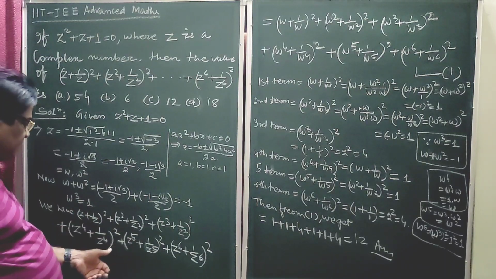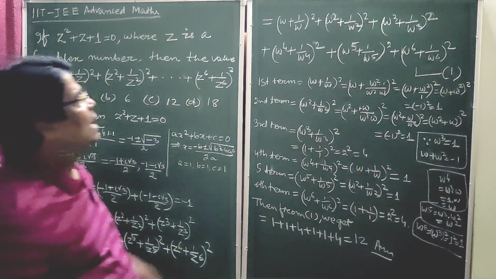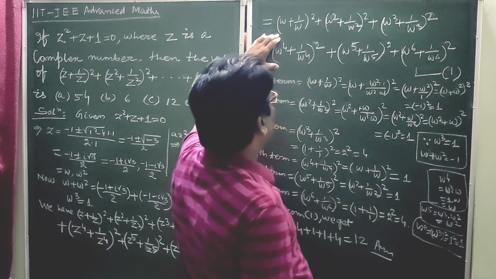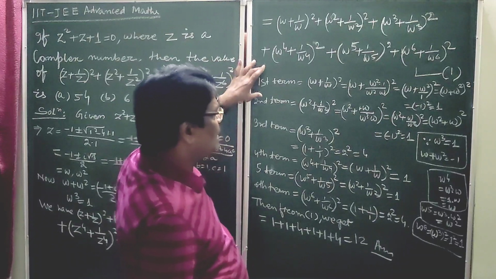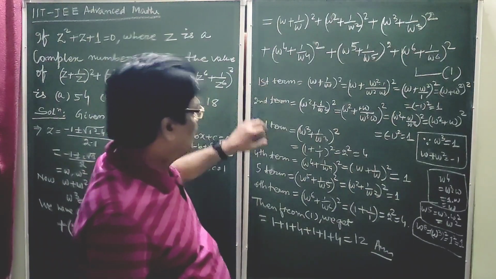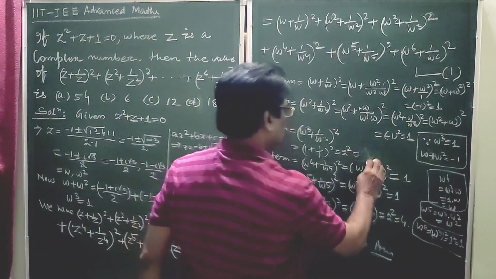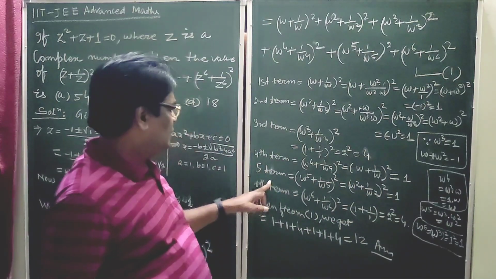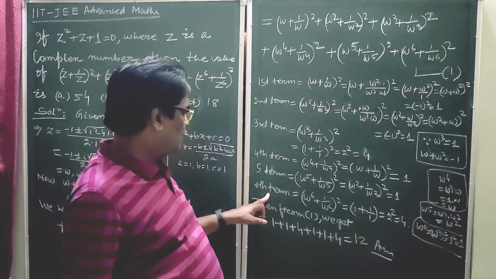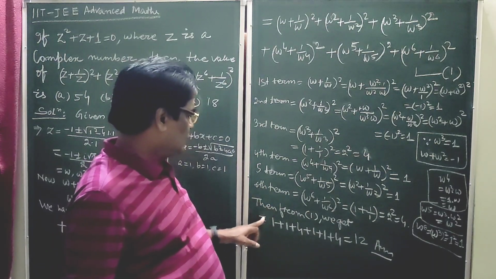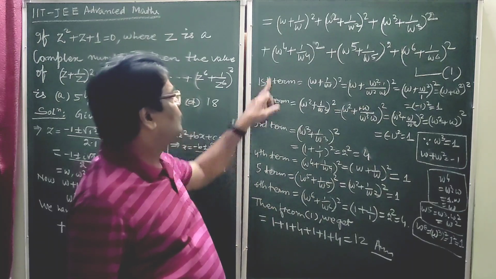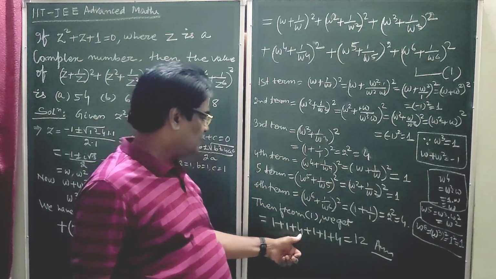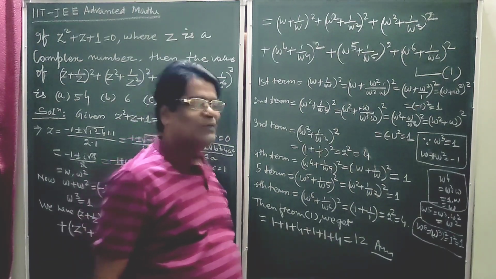Now the given expression is this one. Now simplifying, we get this equation 1. Now first term is equal to 1, second term 1, third term is 4. Fourth term 1, fifth term 1, and we also get sixth term 4. So then using these values in this equation 1, we get 1 plus 1 plus 4 plus 1 plus 1 plus 4 is equal to 12.